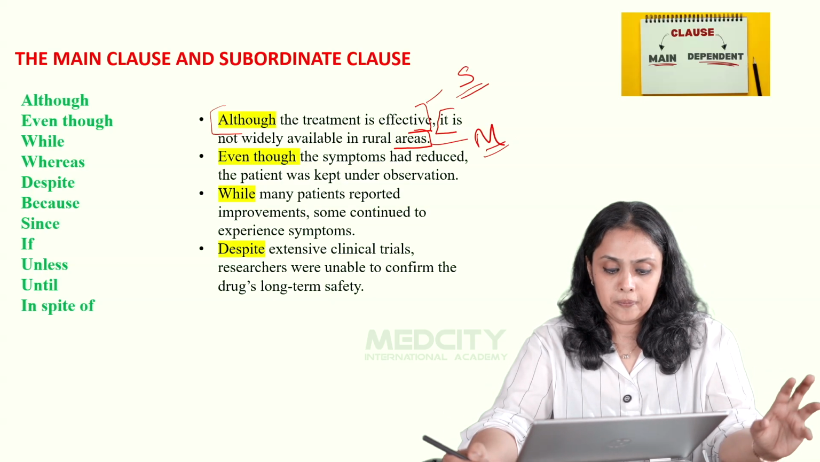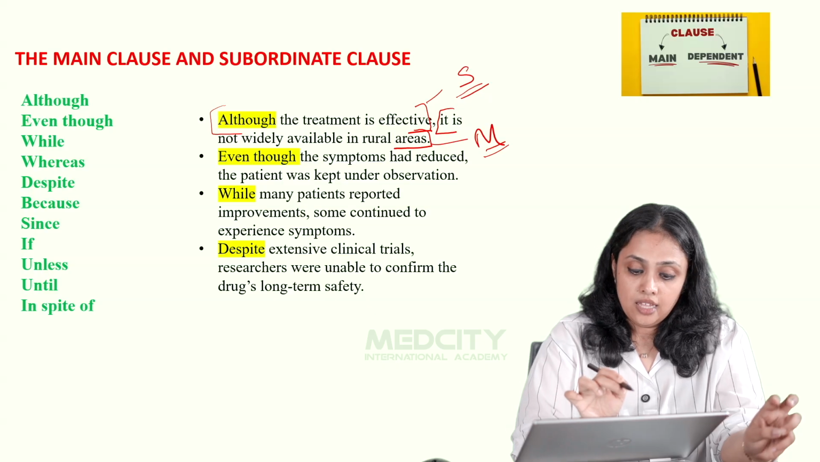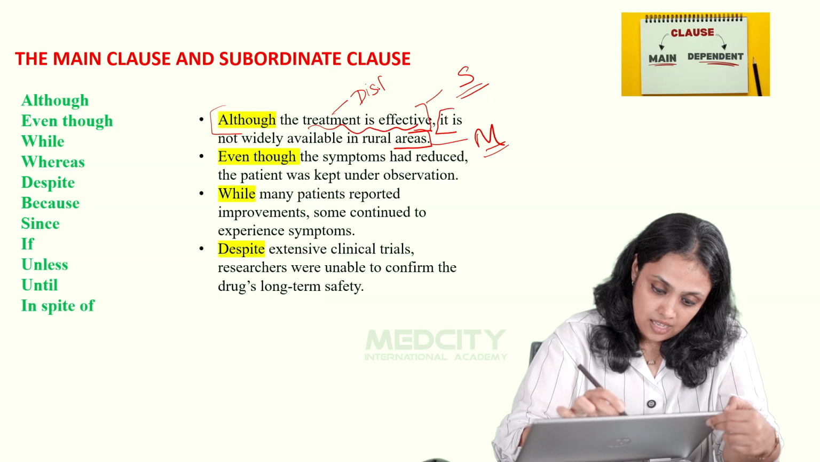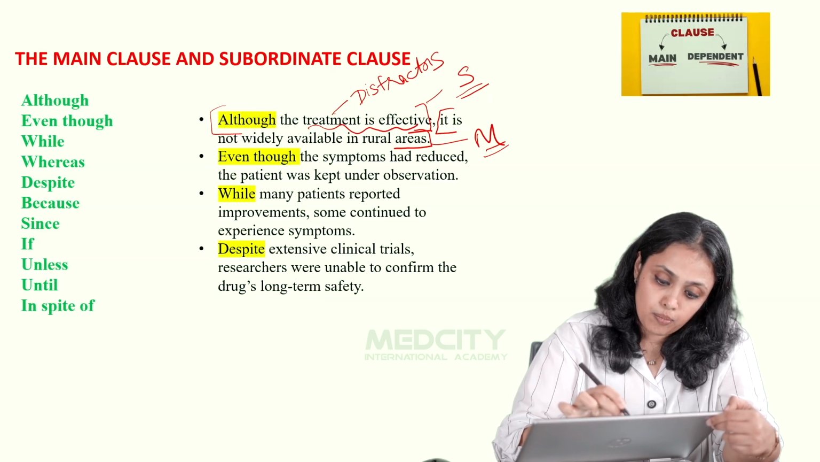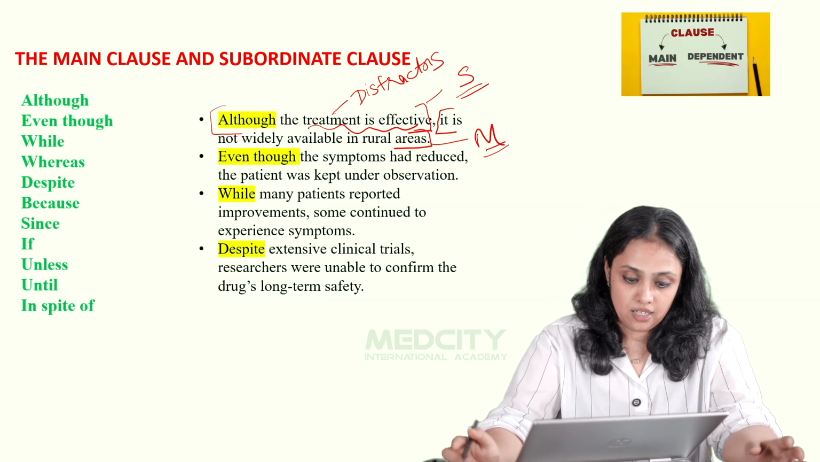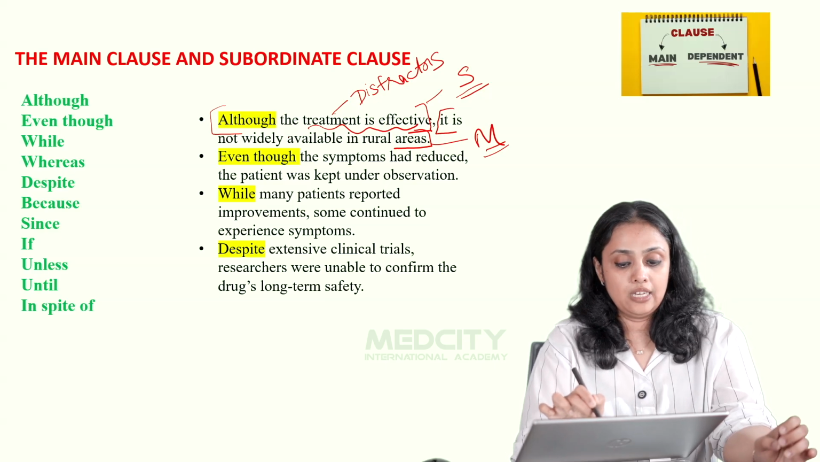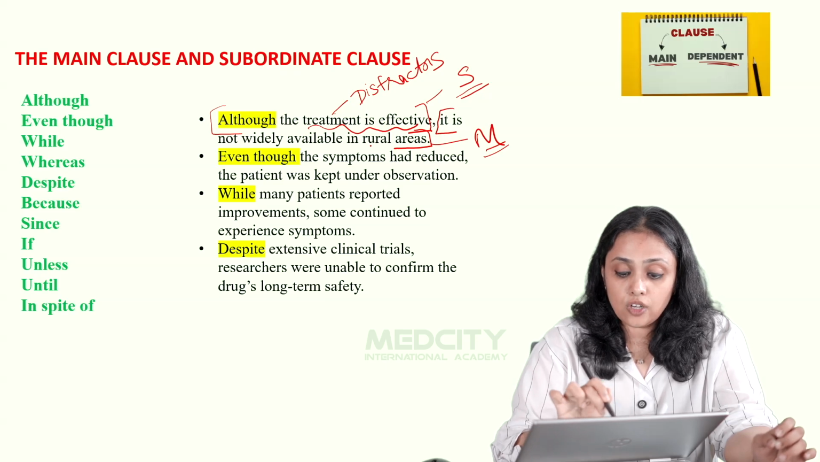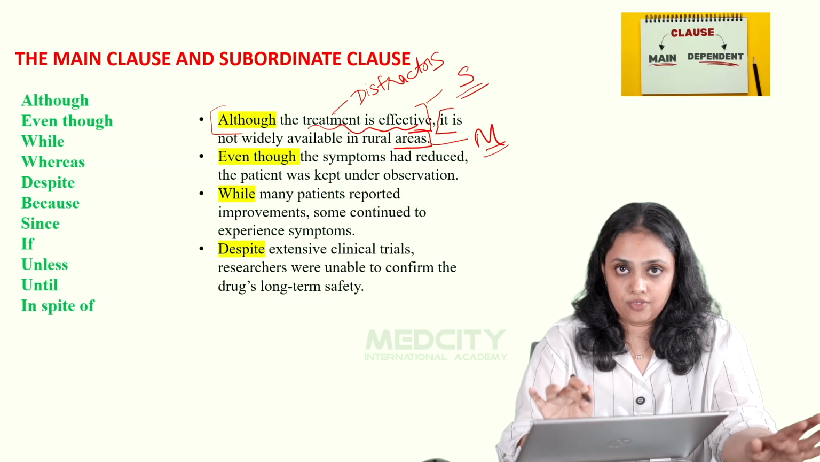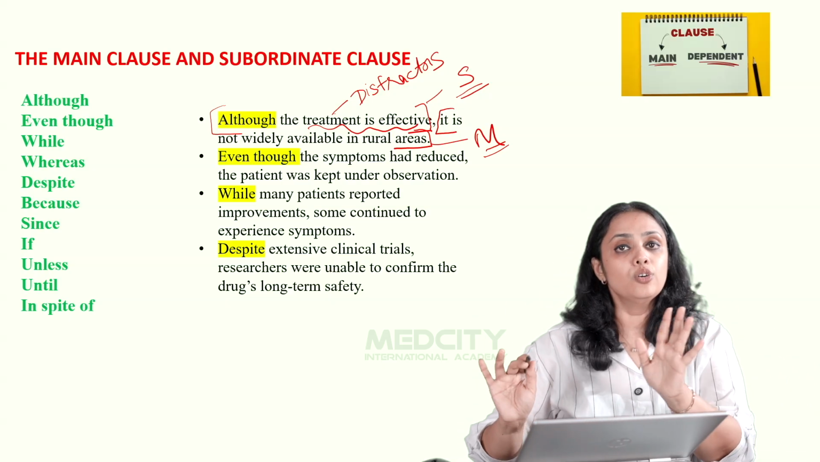Now why did I bring up this idea? You can see such sentence constructions in your reading text. These are just distractors. The ideas given in the subordinate clause are just distractors to mislead you or misguide you from the right answer. Here the statement says that although the treatment is effective, it is not widely available in rural areas. So the focus is on the lack of availability of the treatment in rural areas. You understand that although the treatment is effective, okay, that's just to misguide you. They've said that it is effective, but it's not widely available in rural areas.